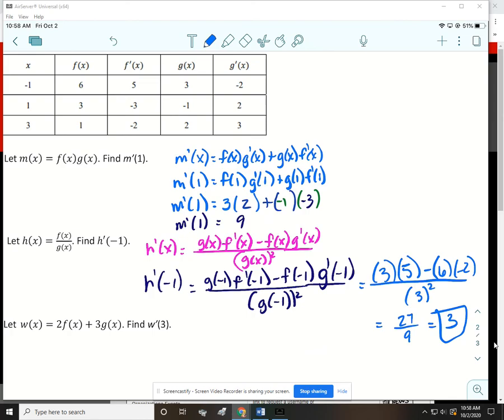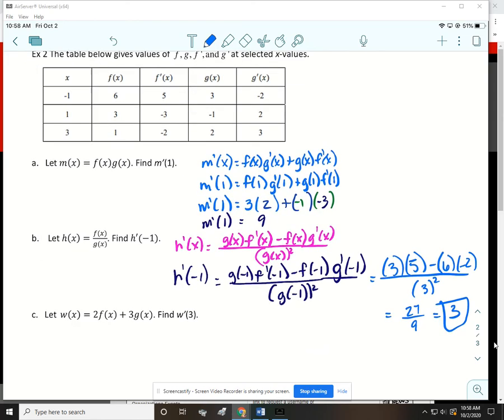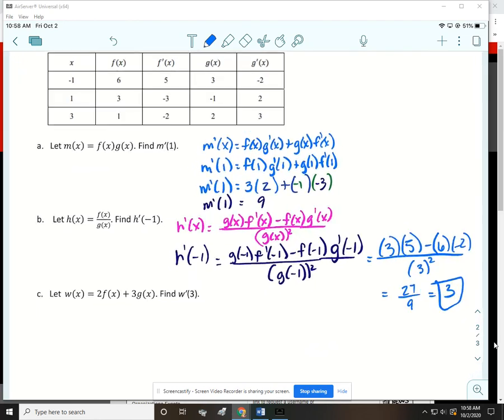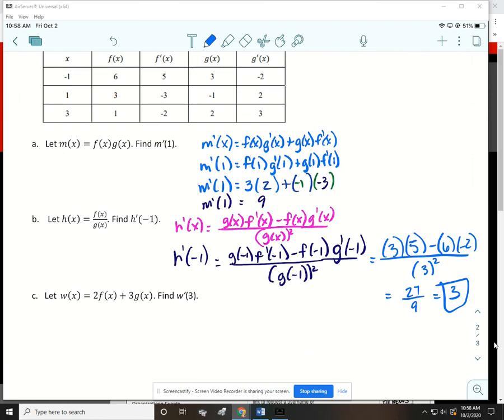All right, and then this last one is one that we've talked about before. We have done this with graphs. We haven't done this with tables yet. But w prime of x, since 2 and 3 are constants, we don't have to worry about the product rule. We're just going to do the constant product rule, basically. The constant is multiplied by the derivative.